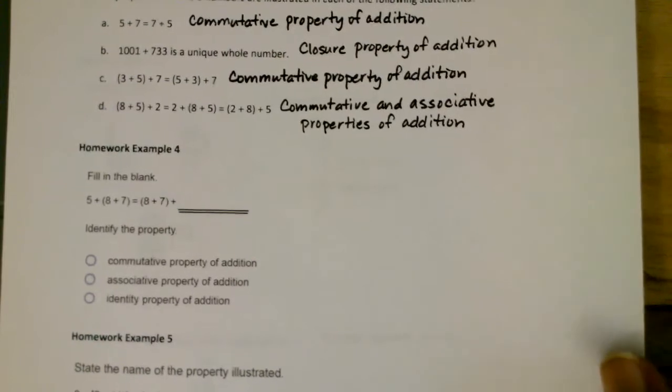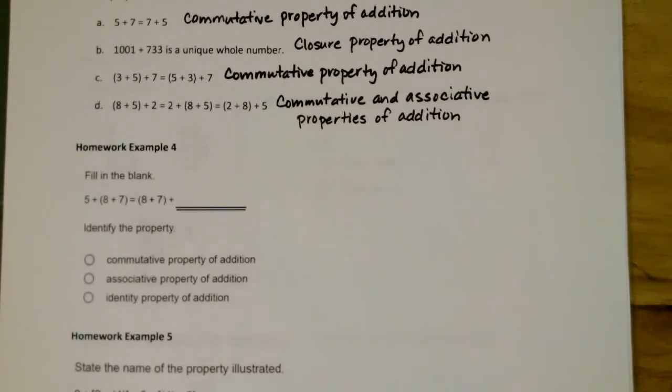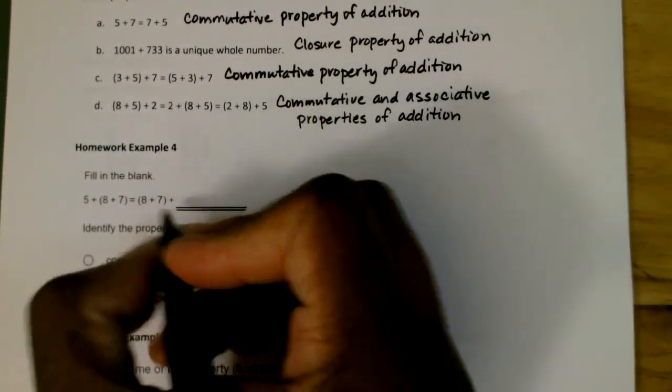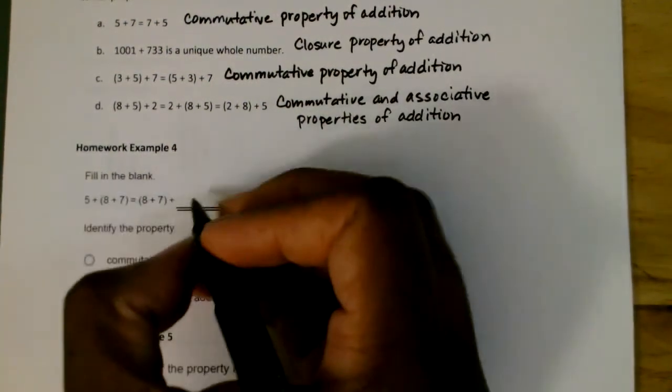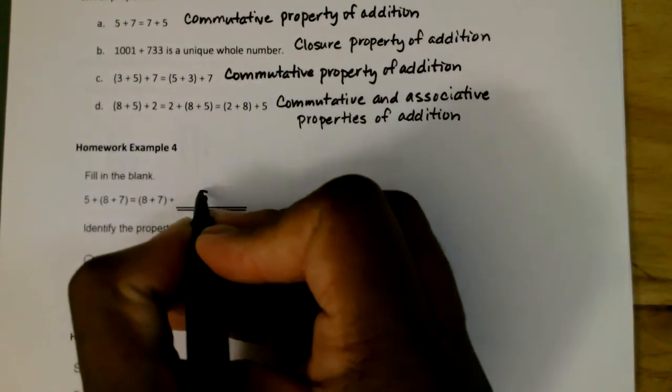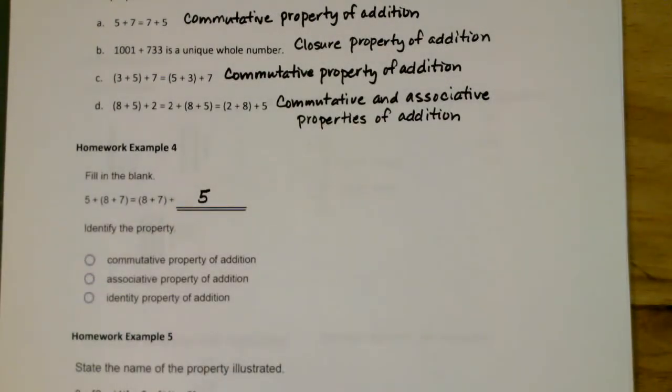All right, now here's another homework problem. Let's say I want to fill in the blank. You got 5 plus in parentheses 8 plus 7, and that's equal to, and on the right side of the equal sign is 8 plus 7 plus what number? So here you just want to fill in the blank. So we got the 8 plus 7 here. What's missing there is the 5. So we just fill in that number.